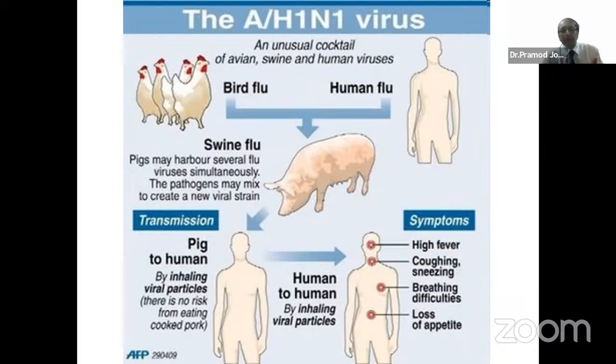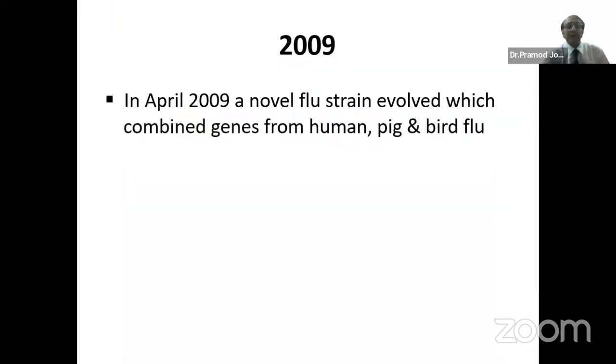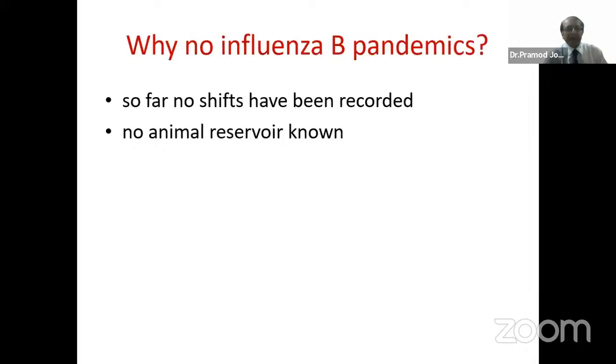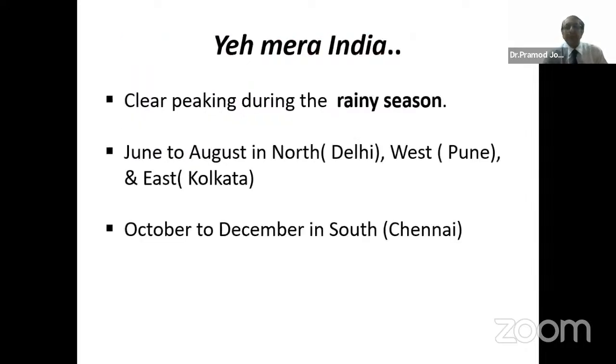So as you can see over here, from the bird flu and the human flu, the virus becomes a swine flu virus, and then it is transmitted from pig to human beings, and then human beings continue to transmit from one to other. Okay, and in April 2009, a novel flu strain evolved which combined the genes from the human, pig, and bird flu. And till now, there have been four major global pandemics in 1918, 1957, 1968, and 2009. And as I told you, as there is no animal reservoir and there have been no shifts, influenza B doesn't produce any pandemics. Okay.